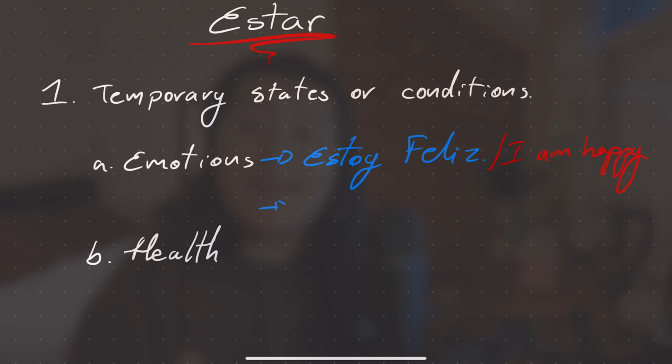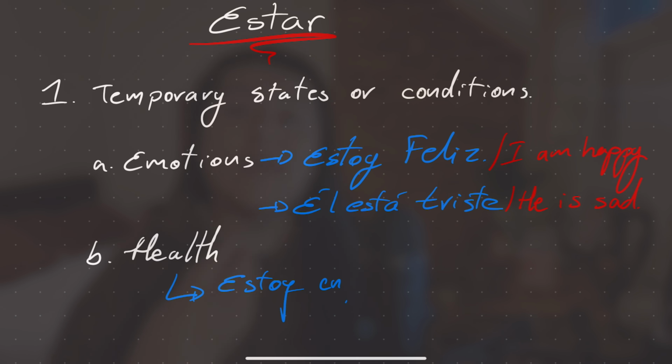Let's pick another emotion. Sadness. Él está triste. Él está. He is. Triste. Sad. He is sad. Él está triste. Now for health. I mentioned health, didn't I? So how do we use it when it comes to health? Okay, well. Estoy enfermo. Enfermo. Sick. Ill. Not well. I'm ill. Yo estoy enfermo. I am ill.